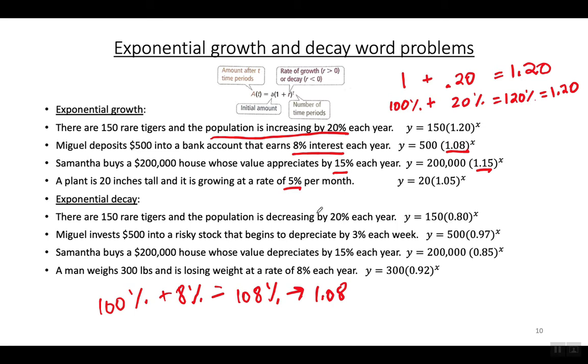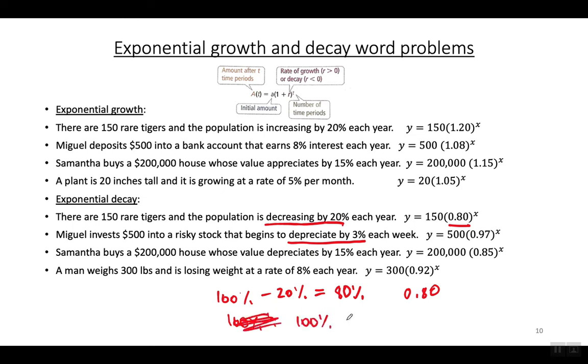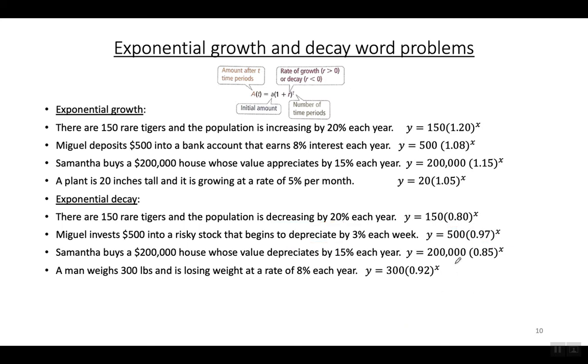And when the value is going down, like here it's decreasing by 20%, you got to subtract that from 100%. So 100% minus 20% equals 80%. 80% as a decimal is 0.80, which is what's here. Here it's depreciating by 3%. That means going down by 3%. 100% minus 3% is 97%. 97% as a decimal is 0.97.